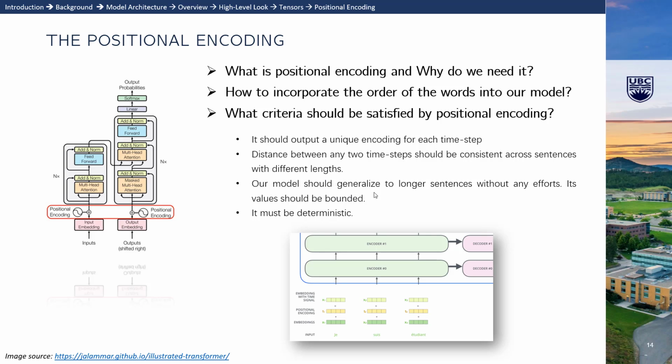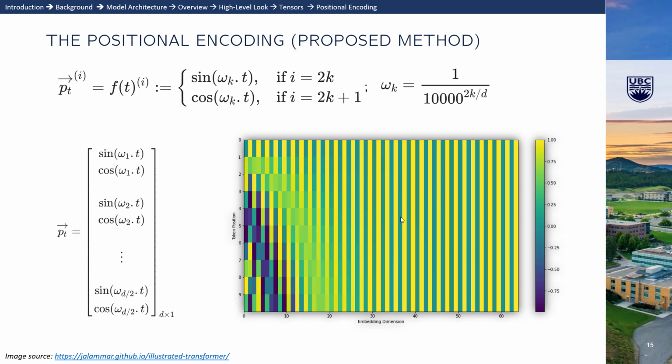Our model should generalize to longer sentences without any efforts. In the next slide, we are going to talk about the positional encoding in detail. The encoding proposed by the authors is quite simple. It's a d-dimensional vector that contains information about a specific position in a sentence. This encoding is not integrated into the model itself.